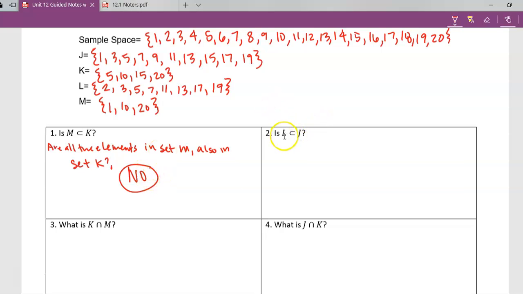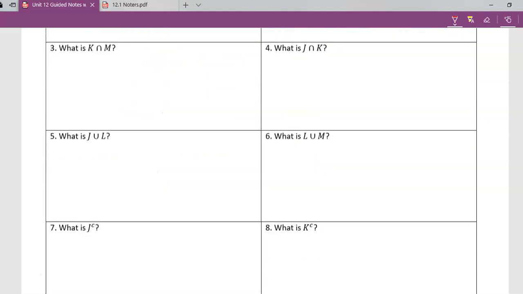Is set L a subset of J? So I look at L and I look at J. Are all the numbers in L also in J? And all of them are, except L has this extra one too that's not in J. So this is not a subset. Okay. In order to be a subset, every number has to be in the other set. Okay. So those are not subsets.